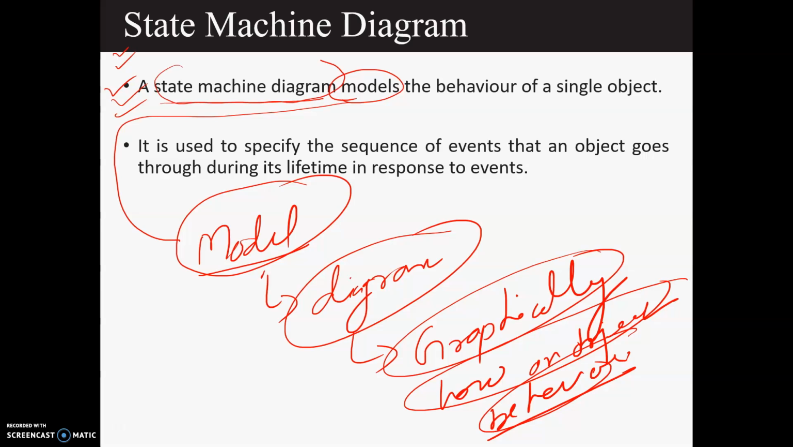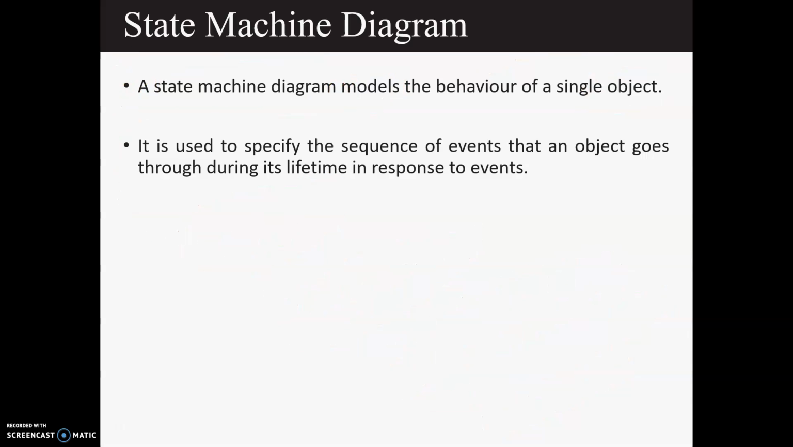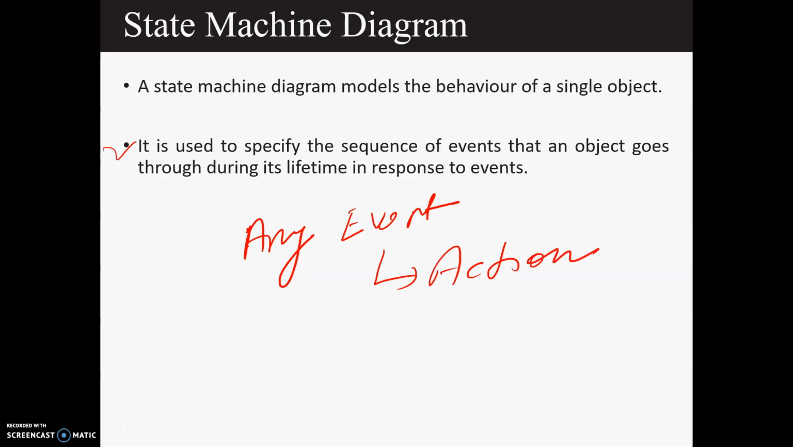So a state machine diagram is a model, and why are we creating the model? To understand the behavior of an object. That is why we intend to develop a state machine diagram. And what is the basis of designing the model? The basis is if you are performing any event, and event means you are performing any action, you are doing any task or any action.